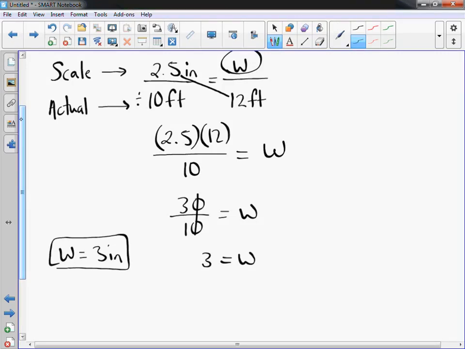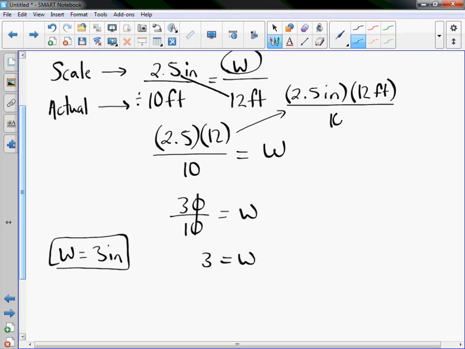Now, how does that work? Well, let's come back. Let's take this equation and bring it over here. We have 2.5 inches times 12 feet over, I'm going to run out of little space here. Let's put this arrow and slide this baby over. Okay? Over 10 feet equals W. This is called dimensional analysis. It's not that huge of an idea, or that huge of an issue if you don't remember what it's called. It is a nice thing to do.